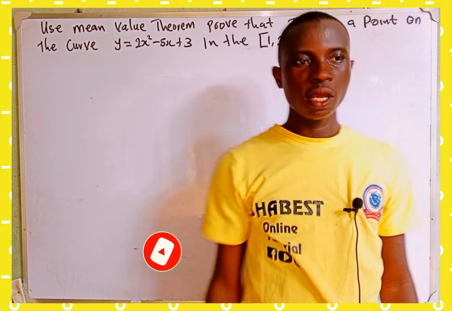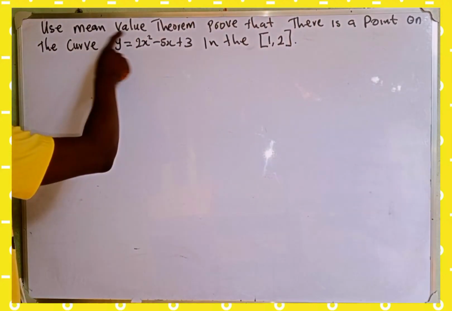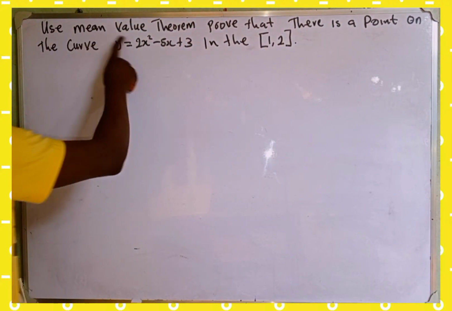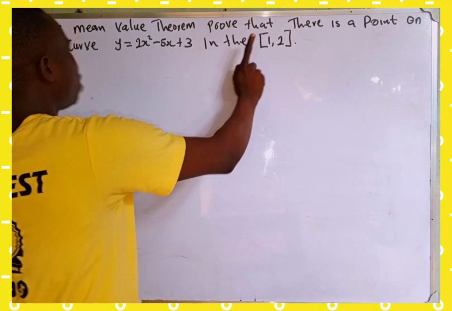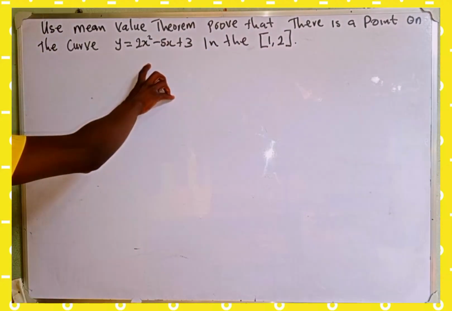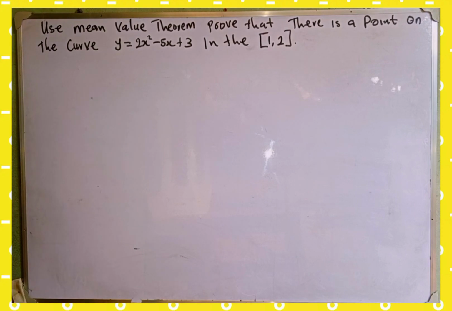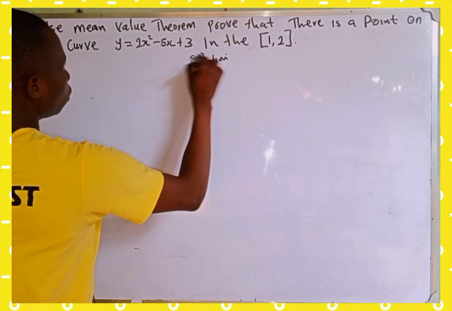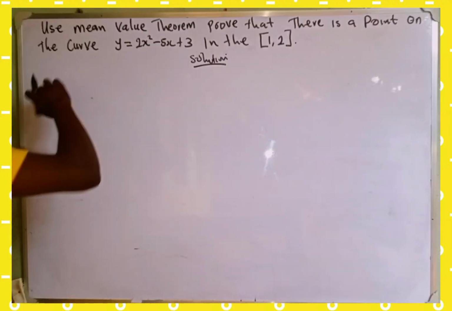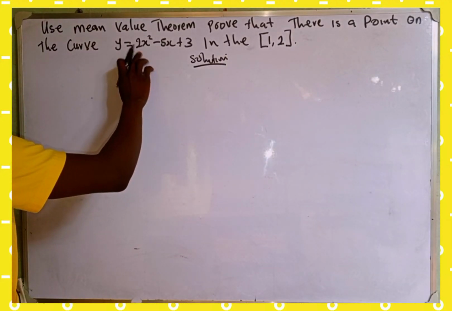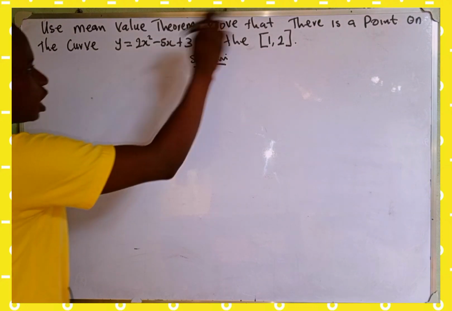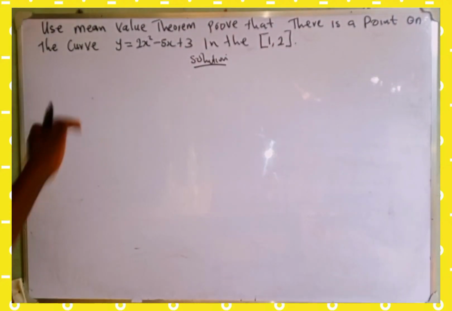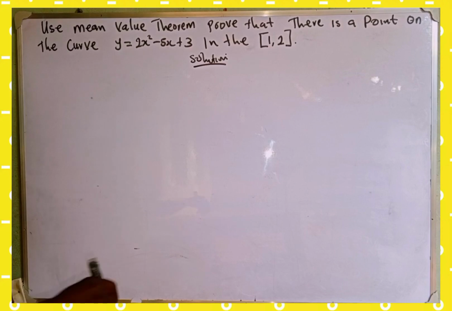The question on the board reads: use the mean value theorem to prove that there is a point on the curve y is equal to 2x squared minus 5x plus 3 in the closed interval 1, 2. So let's get started. Solution. To show that there is a point on the curve y is equal to 2x squared minus 5x plus 3 in this interval 1, 2, the following conditions must be satisfied.